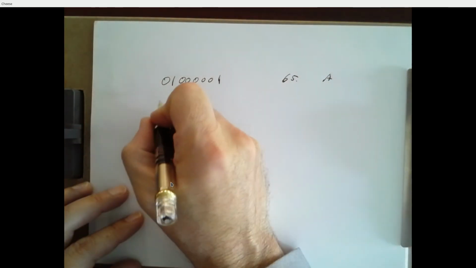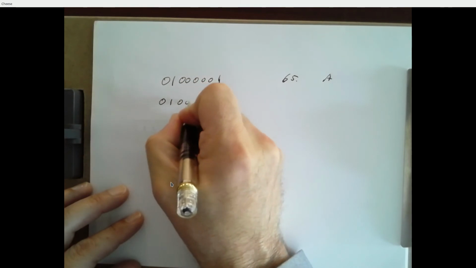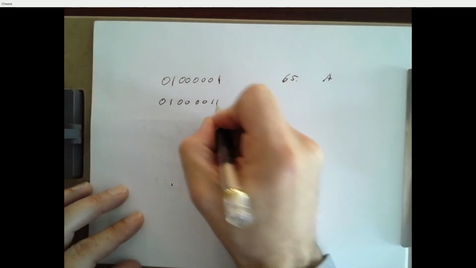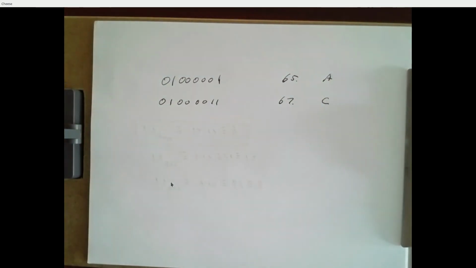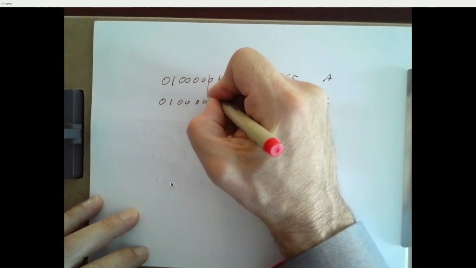So this is binary for 65, which is an ASCII code for an A. Here's binary 67, which is an ASCII code for a C. And the only difference between these two is this one bit right here.